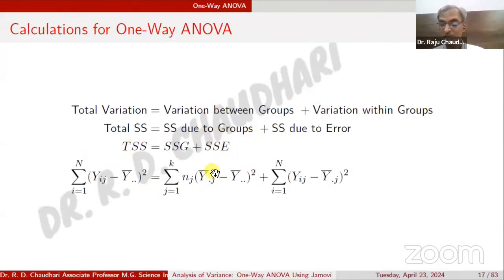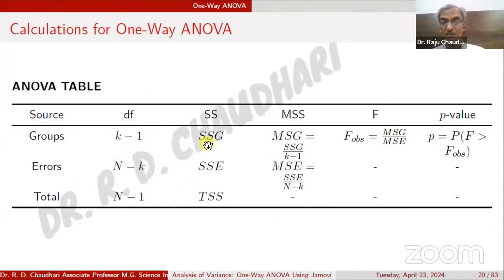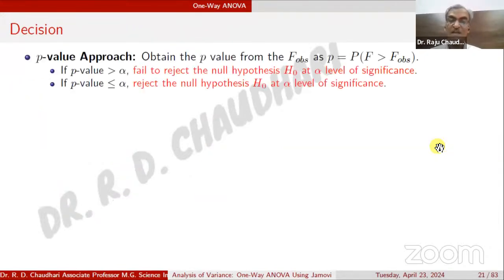So these are the sums of squares, right? And each sum of squares is divided by the corresponding degrees of freedom. For example, SSG divided by k minus 1 gives me the mean sum of square due to groups. Similarly for SSE, and the F observed is the ratio of these two. Then we calculate the p-value, and depending upon the p-value, we take the decision about rejection of the null hypothesis or failing to reject the null hypothesis, right? So this is the p-value approach.